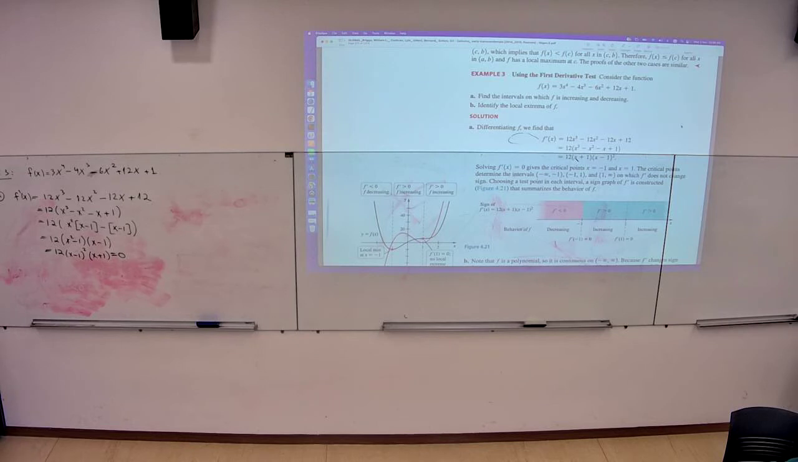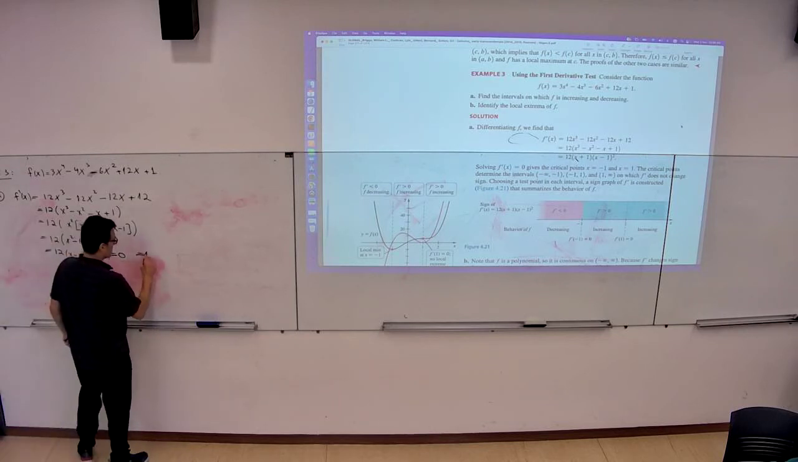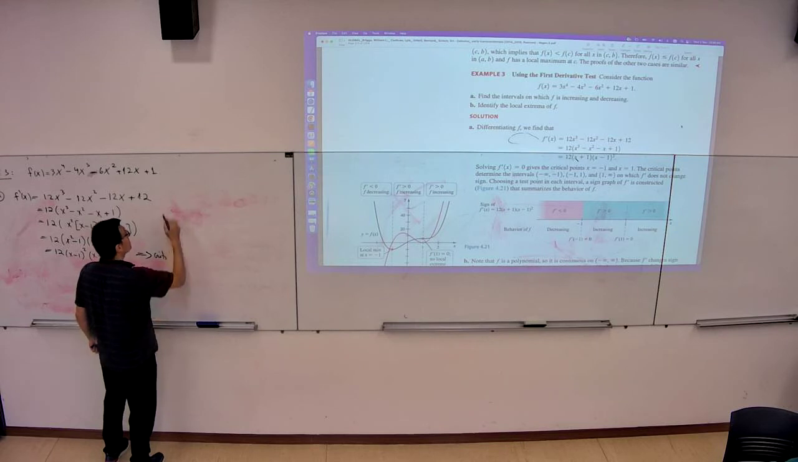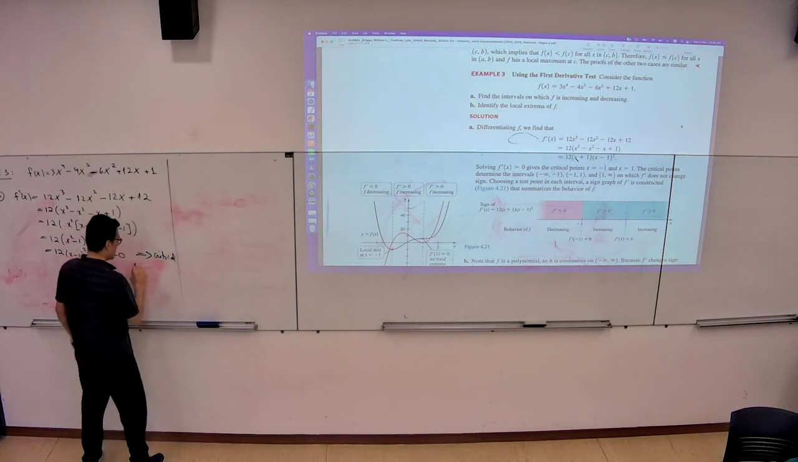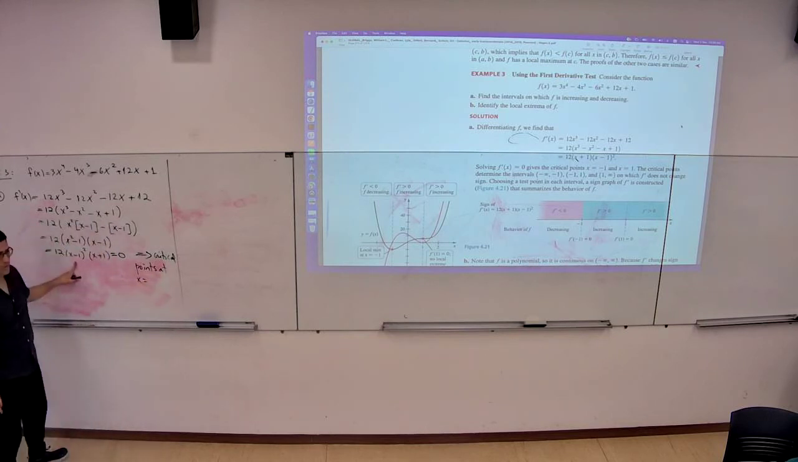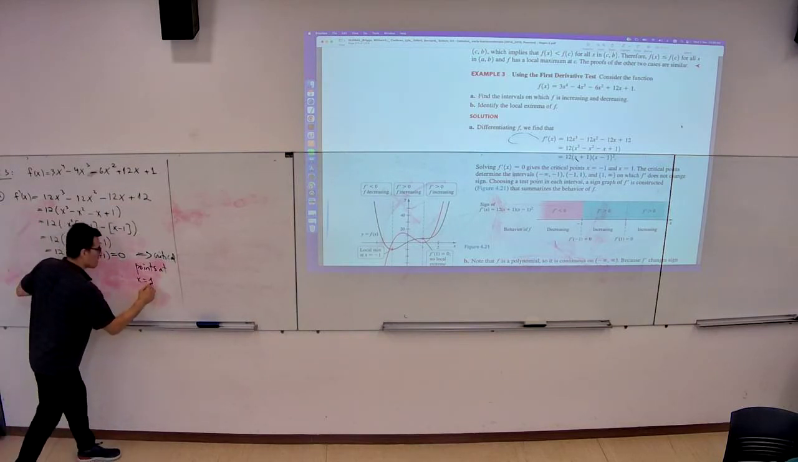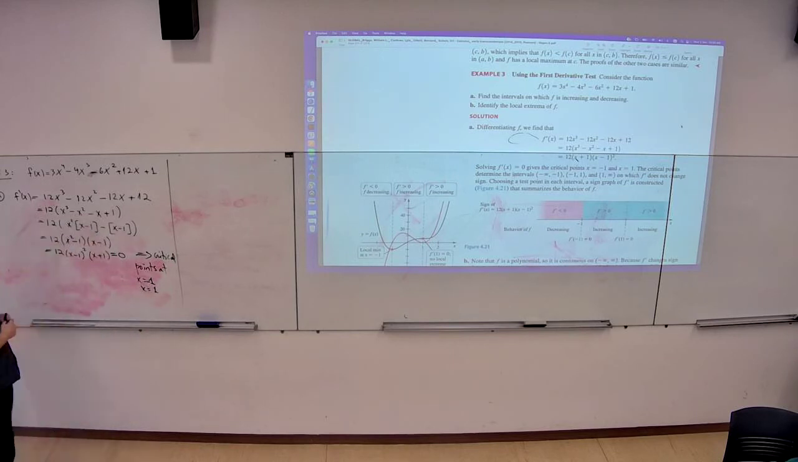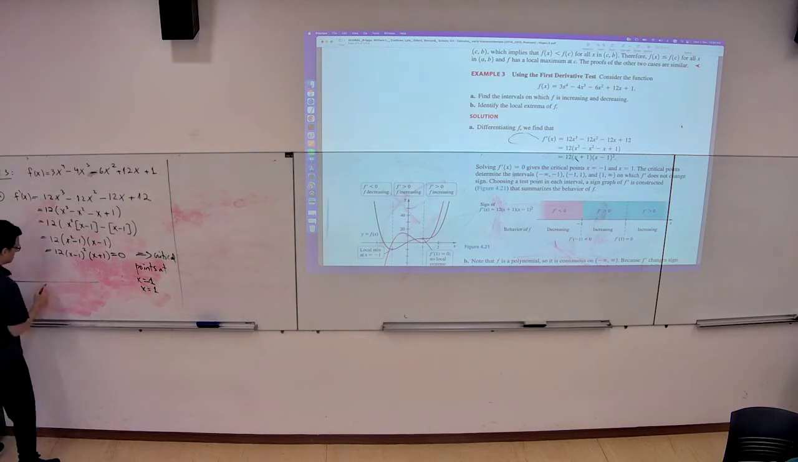Anyway, critical points here. At x equals what? What's the first critical point? 1. And negative 1. Well, negative 1 and 1. 0 is, by the way, no critical point here. So what you have to do is locate and place those critical points on the line. Negative 1 here, positive 1 up there.